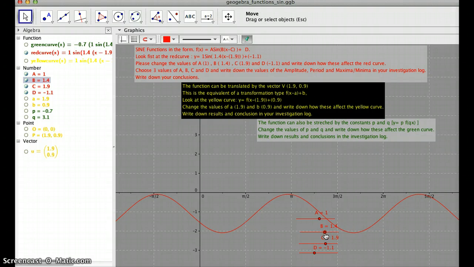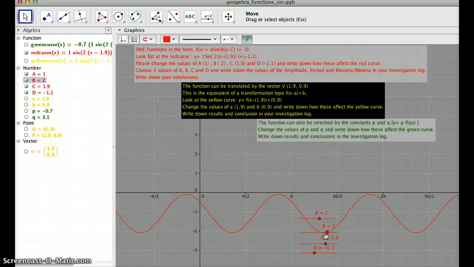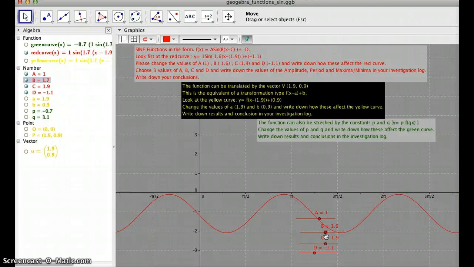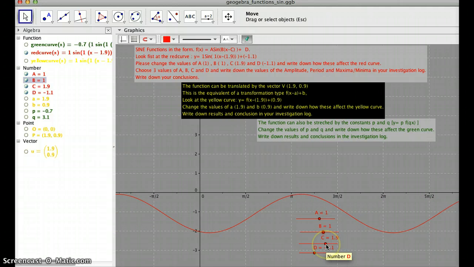Now, same thing for b. So you can give different values of b as you wish. So say, for example, if b equals 2, what happens? And so on and so forth. Okay. Now c and d will be easier for you to see what's happening.